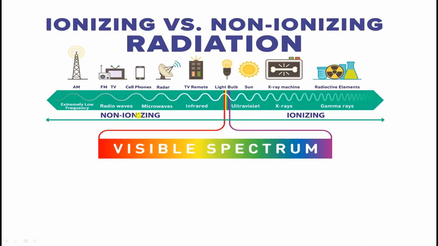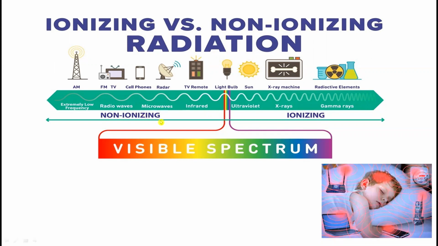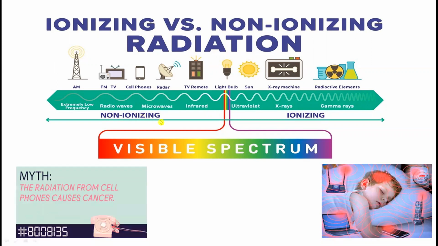Now, regarding the electromagnetic spectrum, the low frequency waves such as radio waves, microwaves, and infrared waves all belong to the non-ionizing radiation category. In contrast, the high energy waves such as ultraviolet rays, X-rays and gamma rays belong to the category of ionizing radiation. Because cell phones use non-ionizing radiation, there is no consistent evidence obtained so far that radiation from cell phones causes cancer.